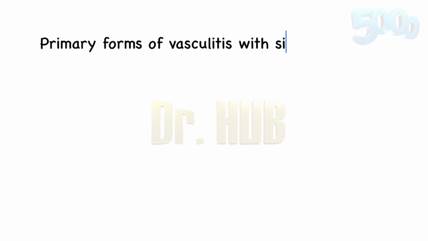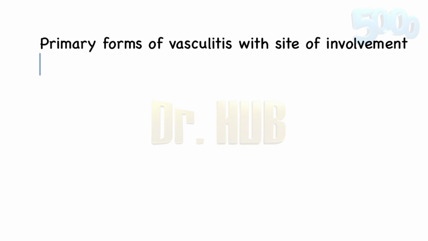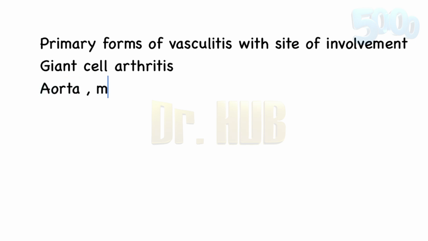Now we're going to focus on the primary forms of the vasculitis with the sites of the involvement. So first, beginning with the aorta in case of the giant cell arteritis. The factors we are considering are the aorta, medium-sized arteries, small-sized arteries, and the capillaries and veins. Giant cell arteritis is associated with the aorta as well as the medium-sized arteries.